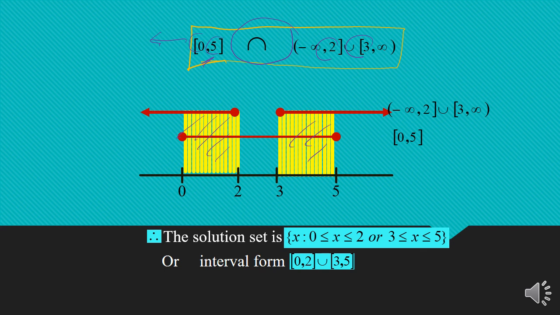Okay, that's all for this part. Let's continue with the second part, which is the most important, absolute inequality.